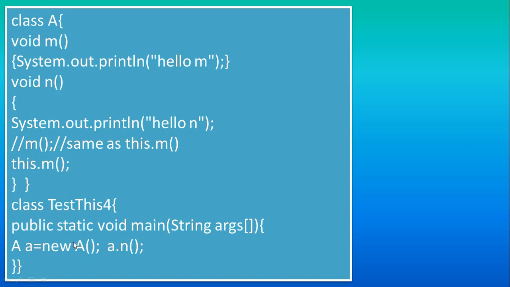And in the main method, if you create the object, then you can access the n method. If you run the n method, it will show the output from the n method, that is hello n. So your output will be like that. Then after hello n we are calling the method m. So it is the same as this.m. So we use the this keyword when we are calling a method inside the same class, and then you get the output from the m method, that is hello m.